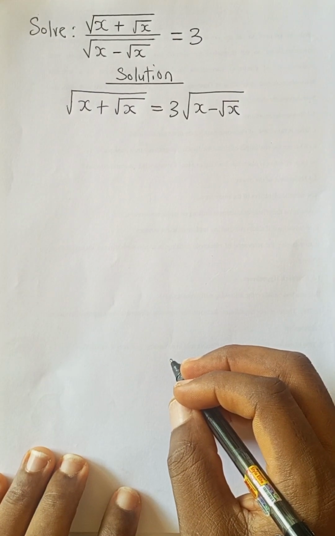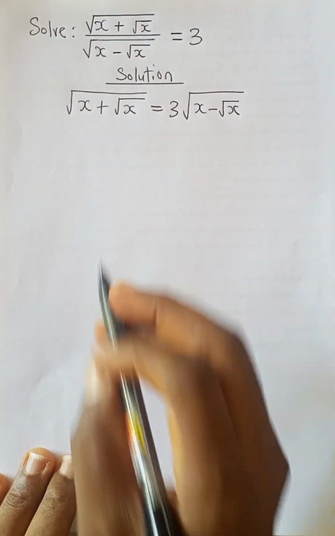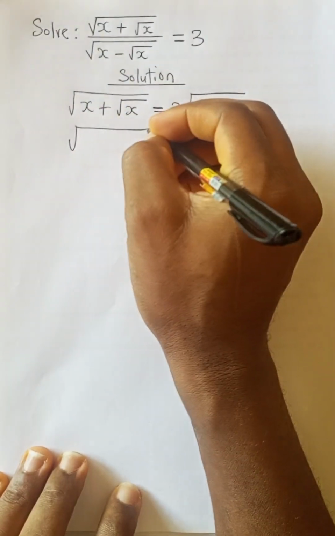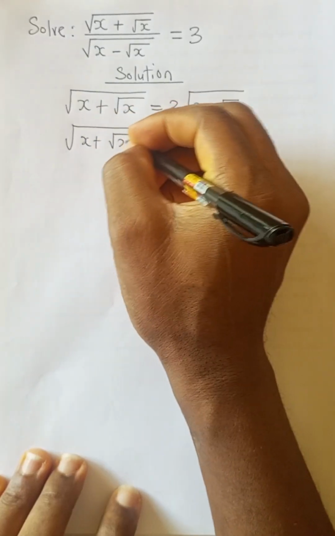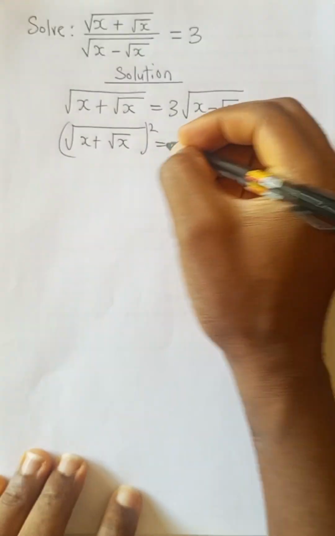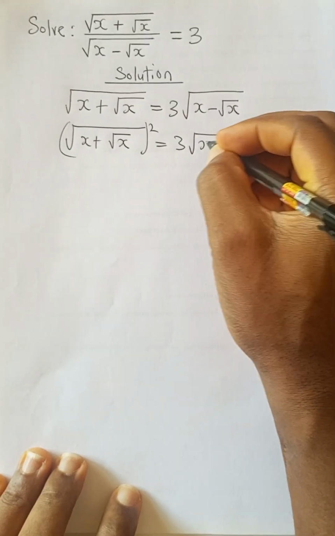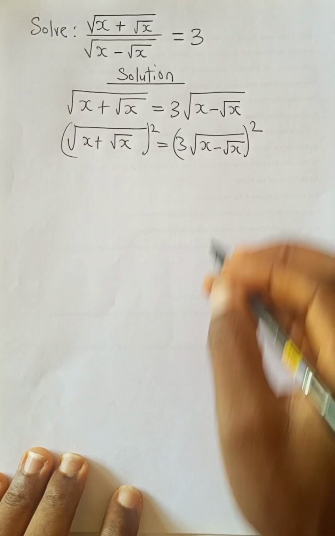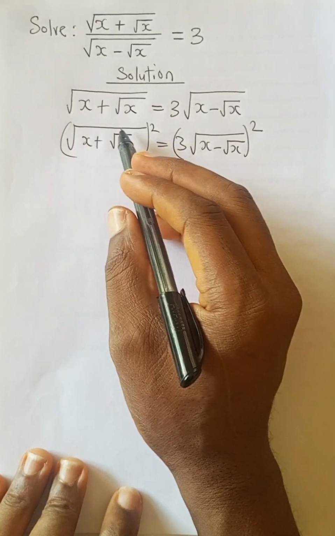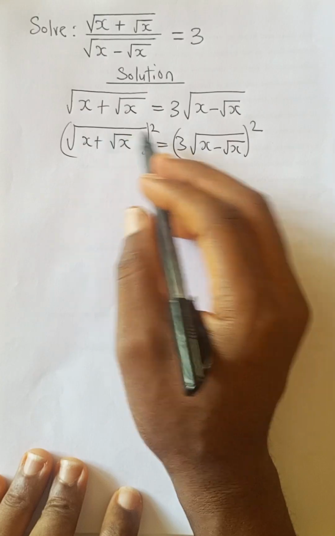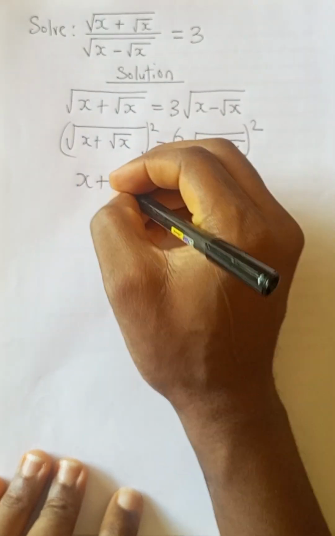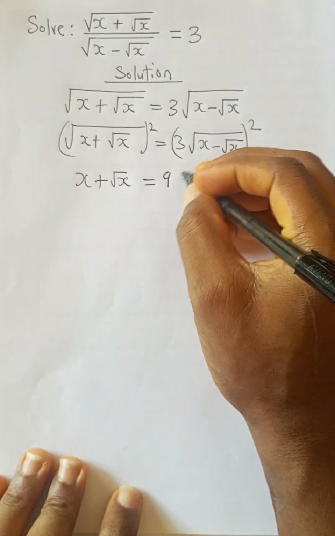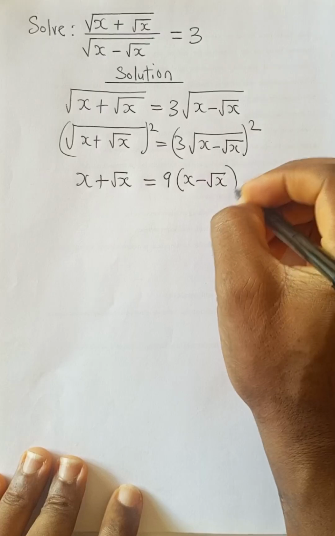So the next step now is to square both sides so that we can do away with this square root and this square root. If we do that, we'll have root x plus root x all squared equals 3 root x minus root x all squared. So this square will cancel this square root. We are left with x plus root x equals 3 squared, which is 9, times x minus root x.